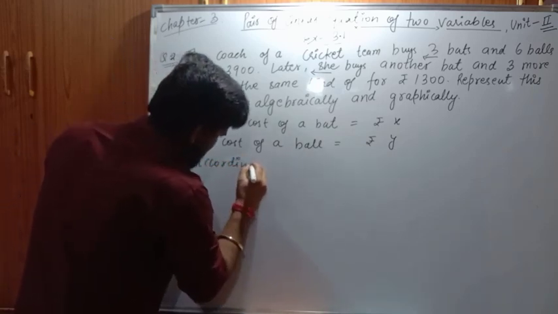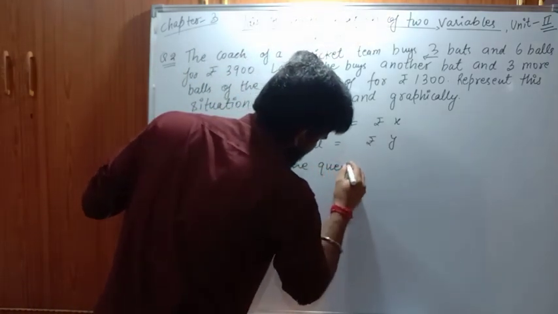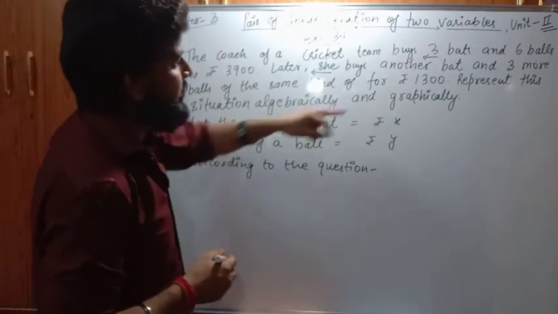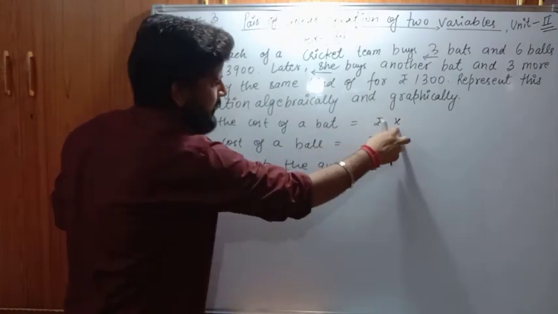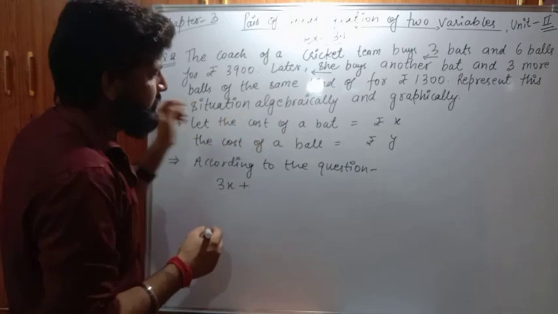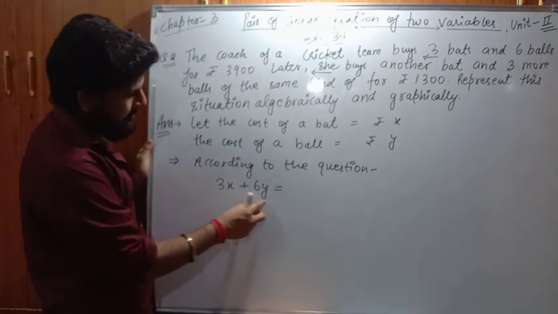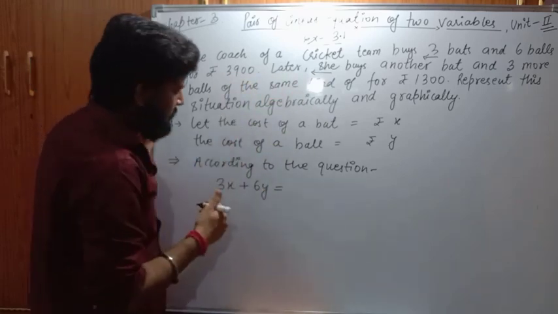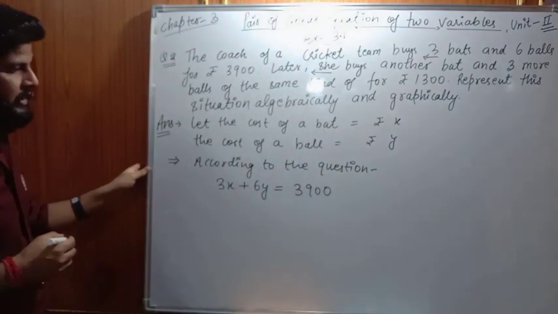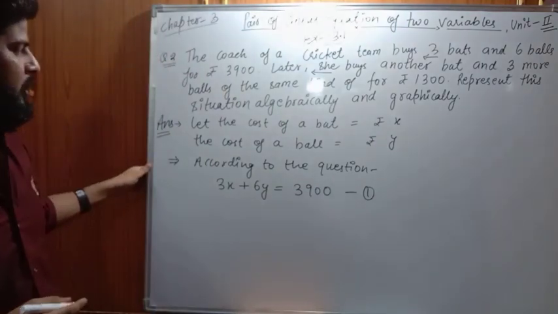According to the question, there are 3 bats, so we multiply 3 by x, so it will be 3x, plus 6 balls, so 6 multiplied by y is 6y. What is the cost of 3 bats and 6 balls? It is equal to 3900 rupees. Okay, so this is the first algebraic representation or expression.